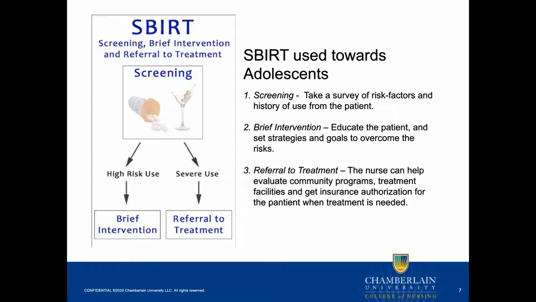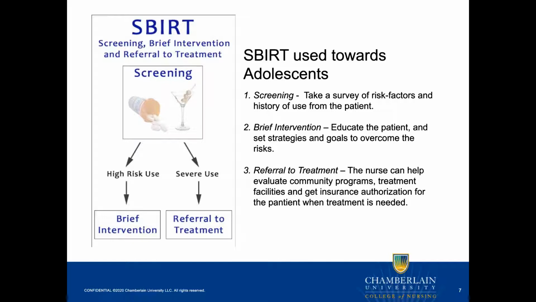Brief intervention is to educate the patient and to set strategies and goals to overcome the risk. Educate the adolescent on the risk and explore the source of their motivation for turning to substance abuse. This is the time to set strategies and goals to prevent further use. The brief intervention step is shown to significantly reduce substance abuse.